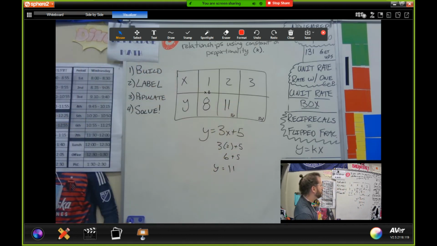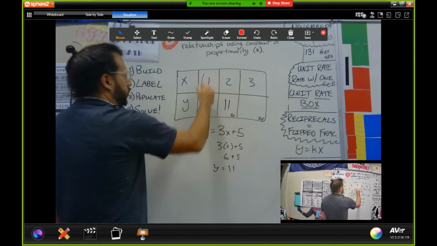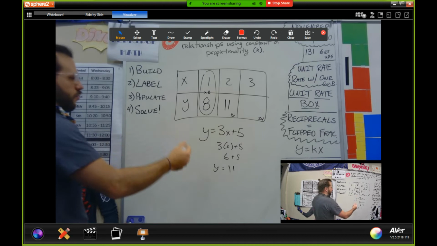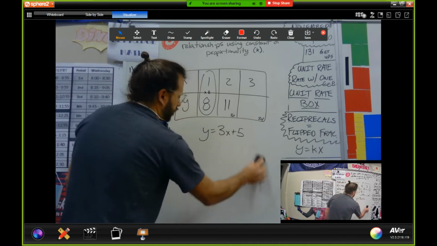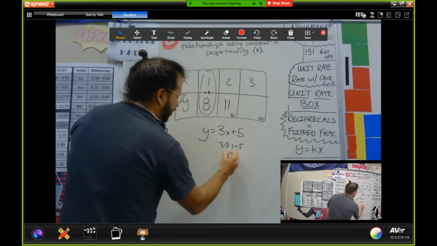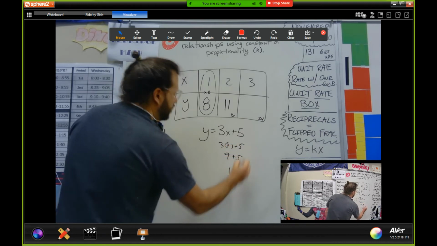So we can see that what is happening is not a proportional relationship. Because when I multiply this times 8, my constant of proportionality, or what should be my unit rate, I can see that it's not proportional. Same thing with 3, when you plug in 3. Okay, 3 times 3 is 9, plus 5 is 14.